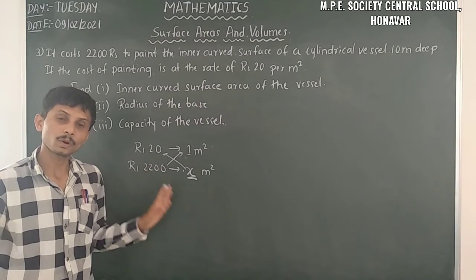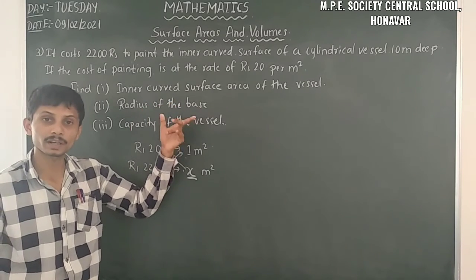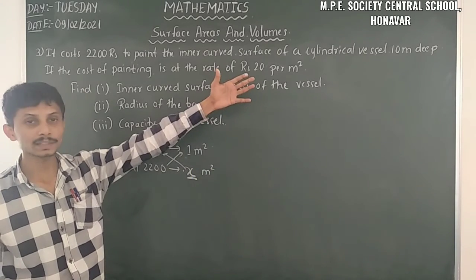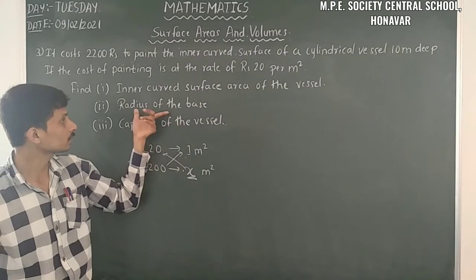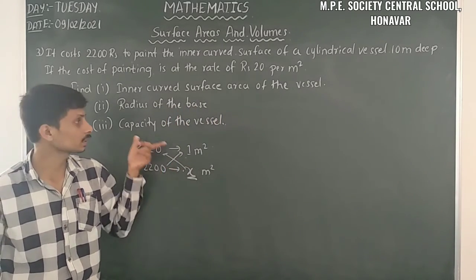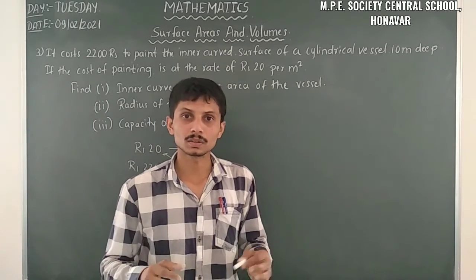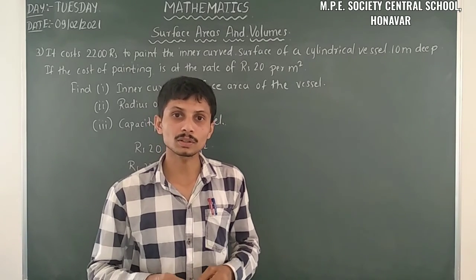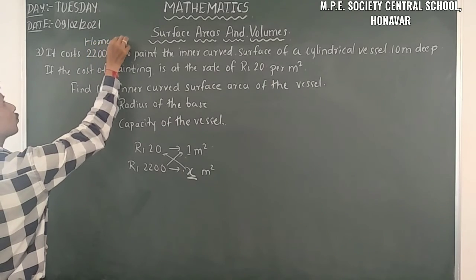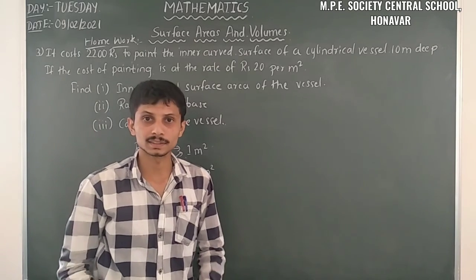So once you have the value of the inner curved surface area, you insert it in the formula for the inner curved surface area of the cylinder. We have the height, 10 meter deep, and from that we can find out the radius of the base. If you have the radius and the height, then we can find out the capacity of the cylindrical vessel using the formula for the volume of the cylinder. So I hope you understood this thing. Try to solve the problem at home. That's why I am giving you this as homework, and find the answer and get the result.